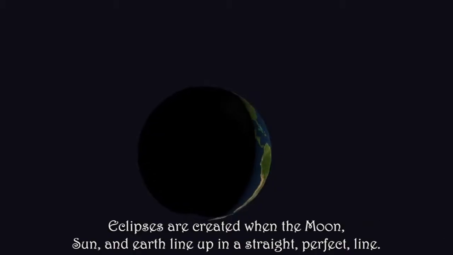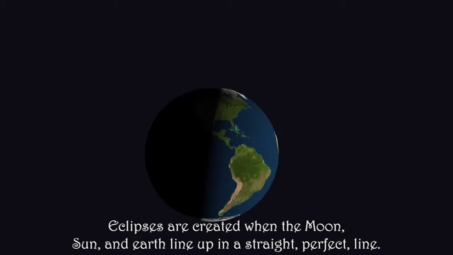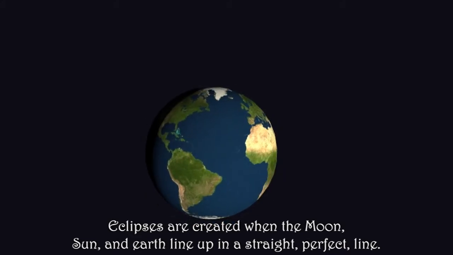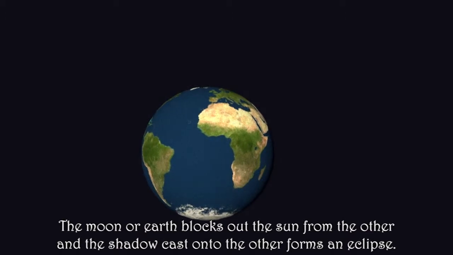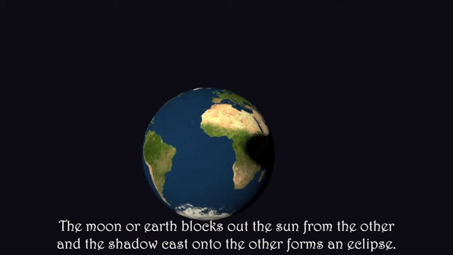Eclipses are created when the moon, sun, and earth line up in a straight, perfect line. The moon or earth blocks out the sun, and the shadow cast onto the other forms an eclipse.